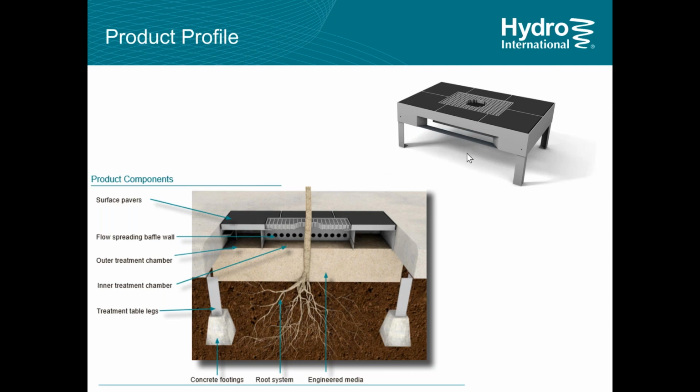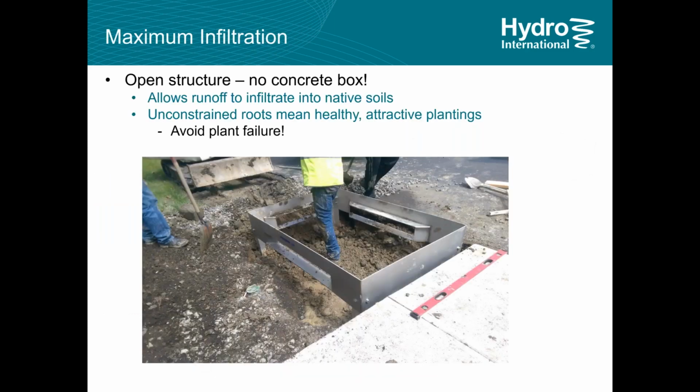We don't want to be limited by the concrete box that is provided. And so these components make up an open system that allows runoff to go right into the native soils and allows tree roots to migrate out and keep that soil free flowing. This is what it looks like when it's installed. No concrete box, maximum contact with the soil. The roots can keep that soil open, avoiding plant failure. You can kind of see it going in the ground here.